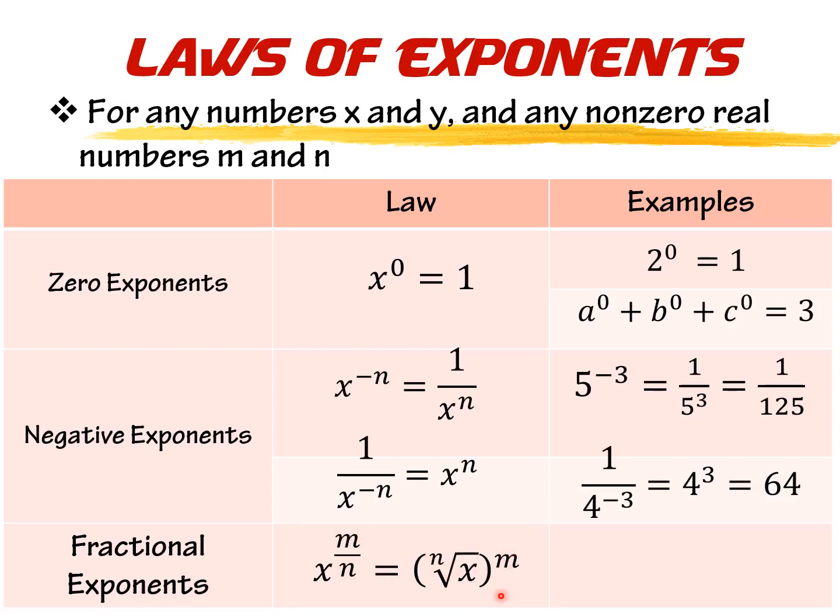For example, you have 8 raised to 2/3. If we're going to transform it into radical form, that will give you the cube root of 8 raised to the second power. So you get the cube root of 8, that is equal to 2, and then raised to the second power. So your final answer will be 4. So that is how you apply fractional exponent. You change it into a radical form.